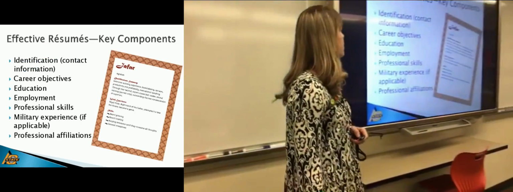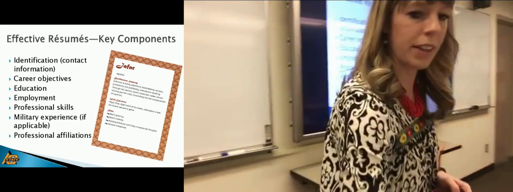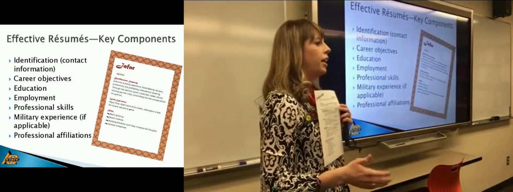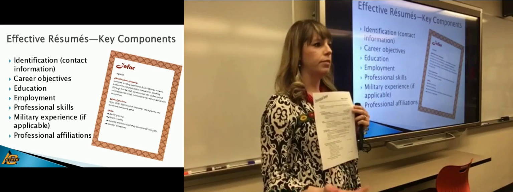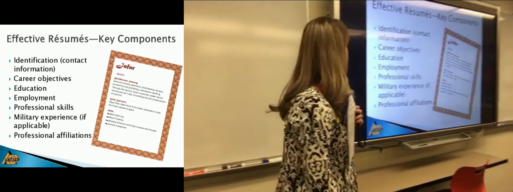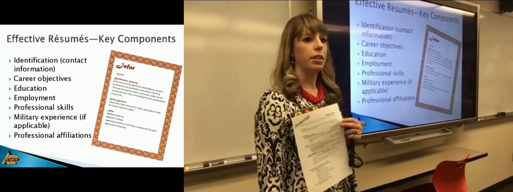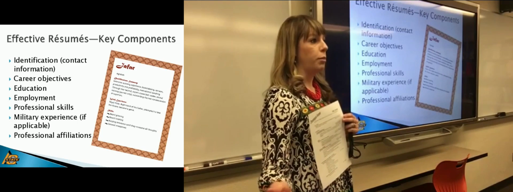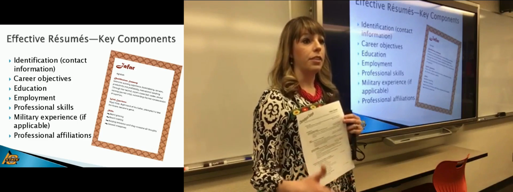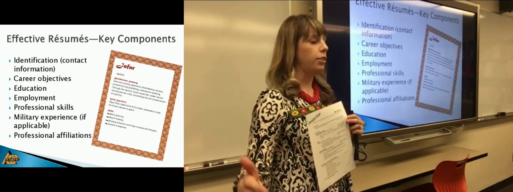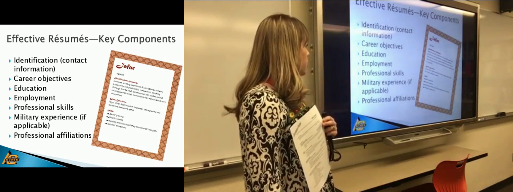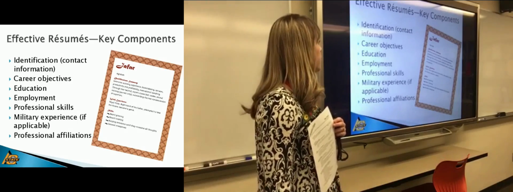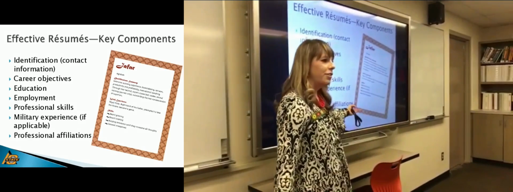So some of the components of an effective resume, the first one is going to be identification. So as you can see at the top, we have our name, we have all of our contact information, we have our address, email address, phone numbers, somehow that our employers or potential employers can reach us. We want to have a career objective. We'll talk a little bit more about that and how we want that to be really specific to the actual position that we're applying for. And so for each position that you're applying for, you might have to change or update that career objective. So rather than just having a really broad overarching objective, tailoring that to each specific job application. Also looking at our education, our employment, our professional skills, military experience, if that's applicable for you, and also professional affiliations. And so we can see we have our Jafar, we have his resume.